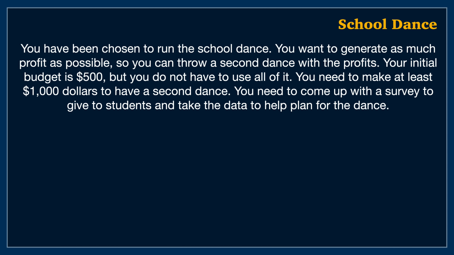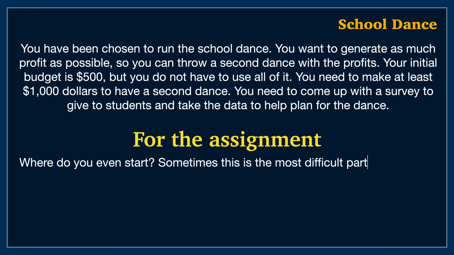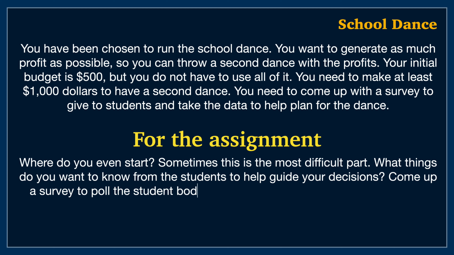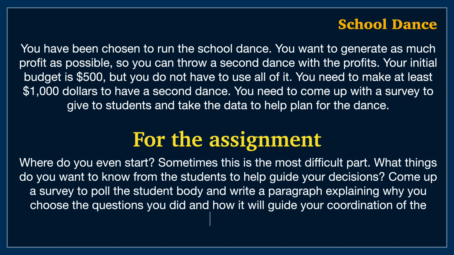So if I didn't explain that very straightforward, this part might help better. If you pick this scenario for the assignment, you're going to think about, where do you even start? Sometimes this is the most difficult part. What things do you want to know from the students to help guide you on your decisions for the dance? Come up with a survey to poll the student body and then write a paragraph explaining why you chose the questions you did for the survey and how the survey would guide your coordination of the dance.